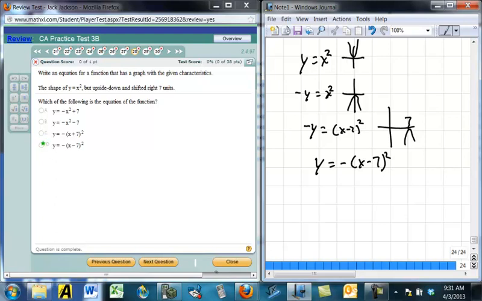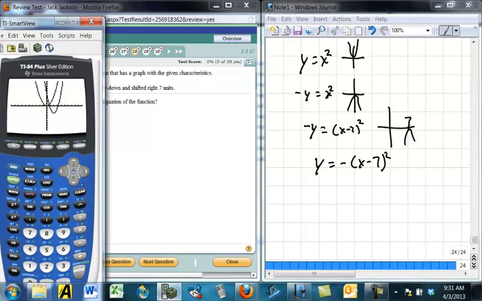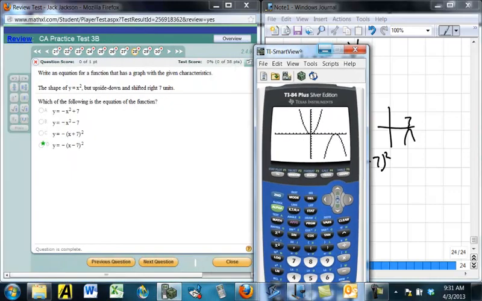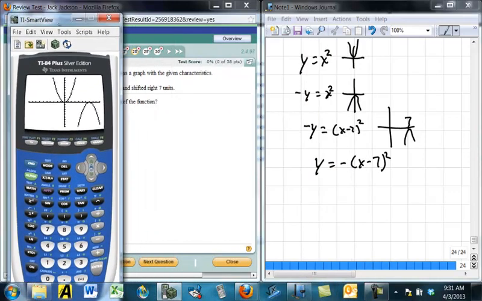Now we can just double check that by clearing this out. Let's see here. Leave that y equals x squared, but I'll clear that one. Negative parentheses x minus 7 close parentheses squared, and let's see if that is the same shape but shifted to the right 7 and upside down. It looks like it is, so we're in good shape there.